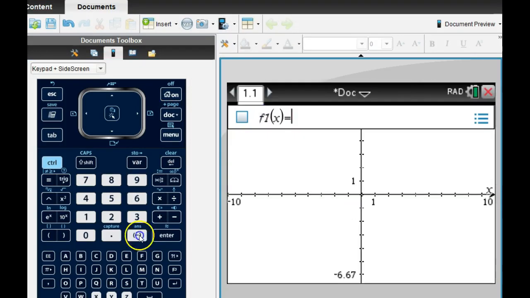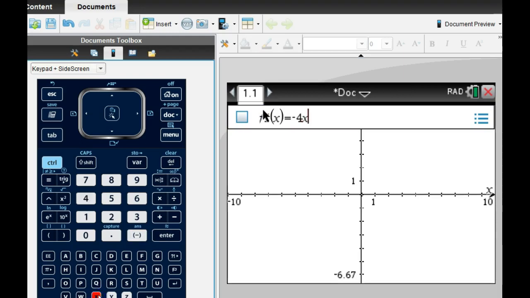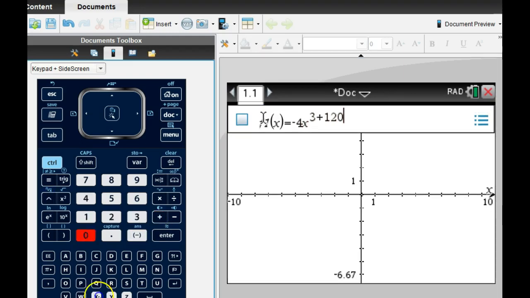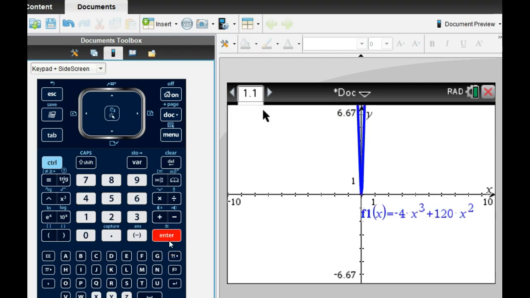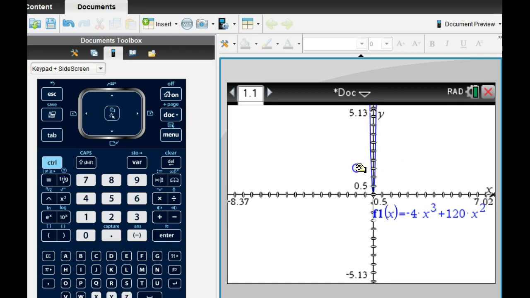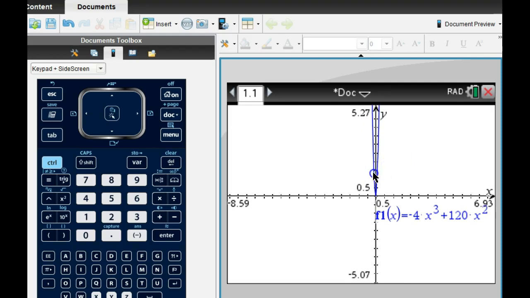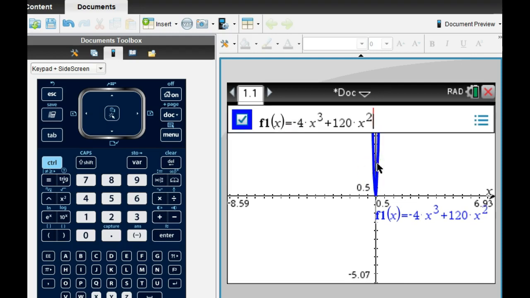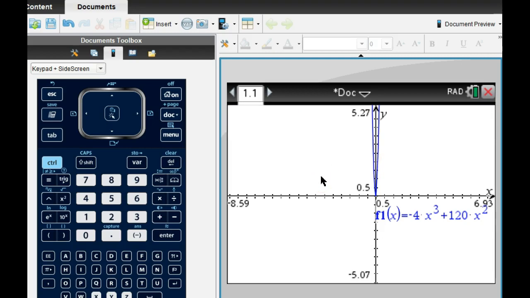Graph negative 4x caret 3 plus 120x squared. All right, we hit enter. You can see it's very narrow. It'd be cool to zoom in, but there it is.